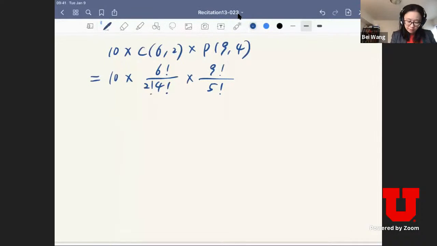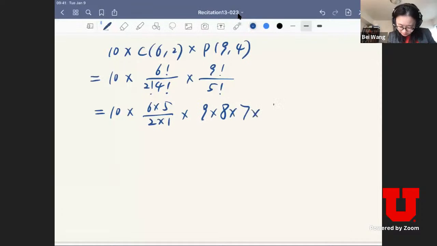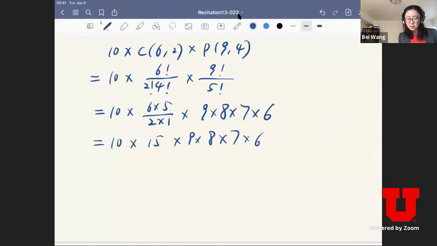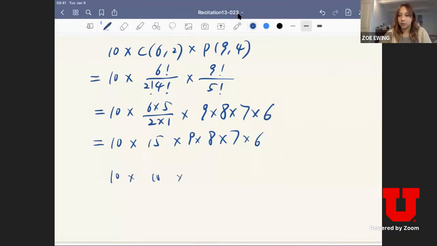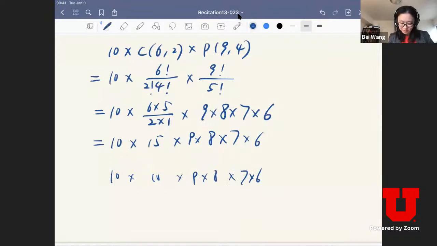If I were going to expand it, this is 10 times 6 times 5 over 2 times 1, times 9 times 8 times 7 times 6. Which is 10 times 15, which is 3 times 5, times 9 times 8 times 7 times 6. And then the question was, what is the solution to the question? Oh, it was really close. It was 10 times 10 times 9 times 8 times 7 times 6. So the quick answer is this one here is not correct, but the rest is.